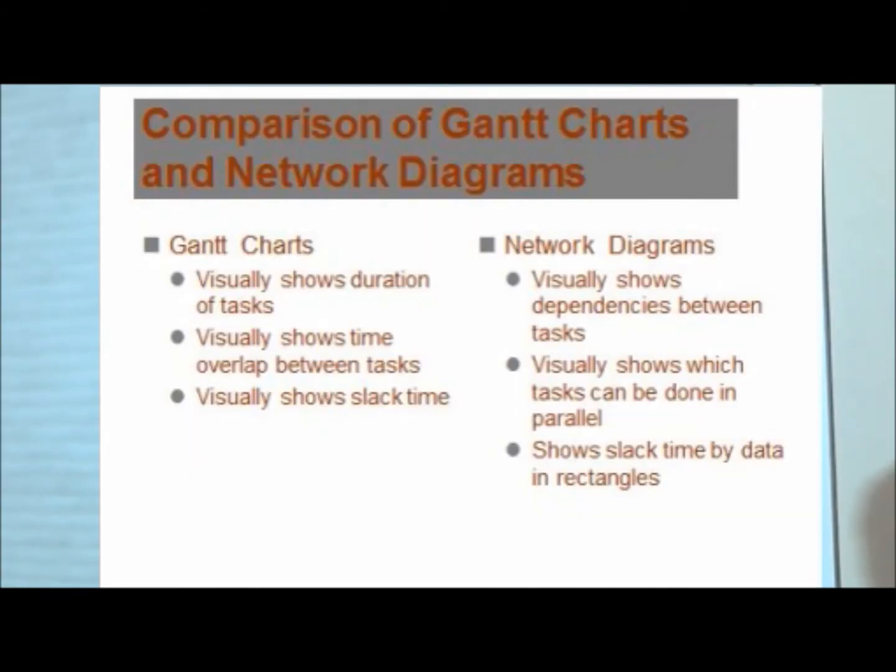So what's the difference between a Gantt chart and a network diagram? Well, this slide does a little bit to explain it, but basically a Gantt chart shows the duration of the tasks and any time and overlap between tasks. Whereas a network diagram, as we kind of said before, talks about the dependencies, what depends on what.